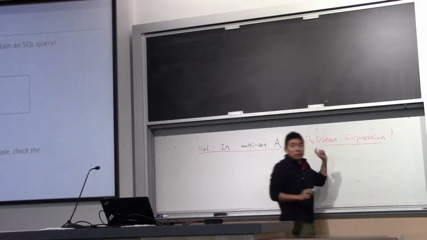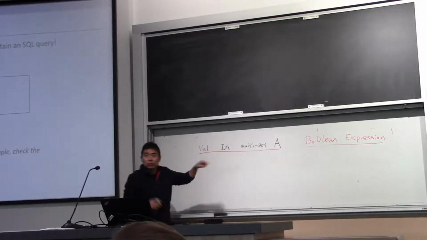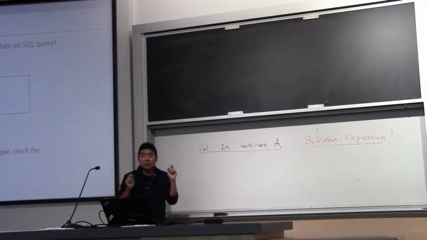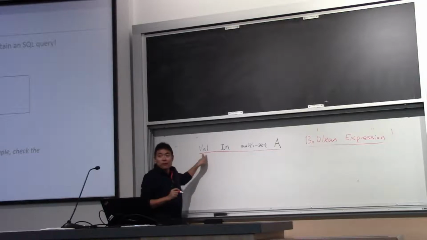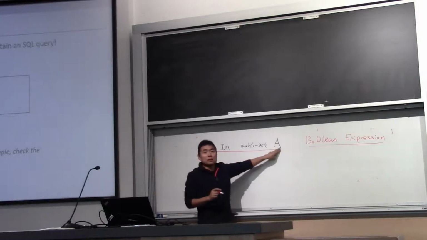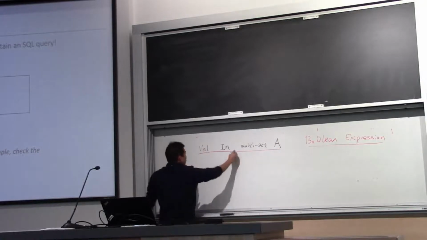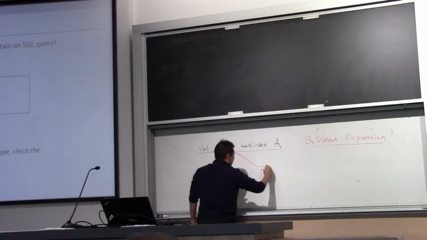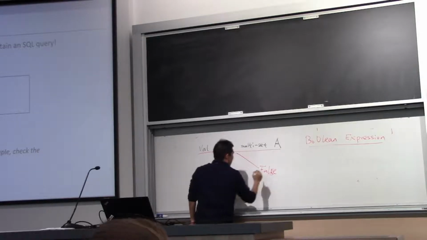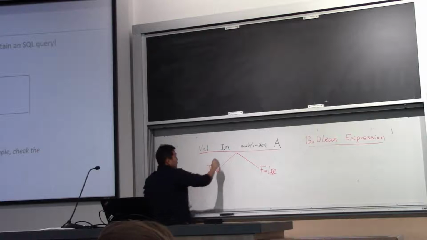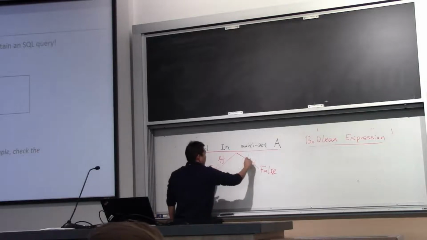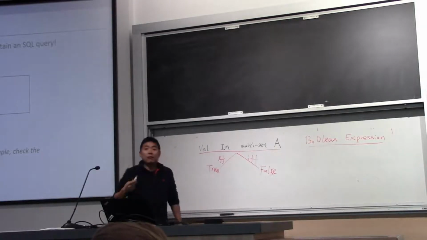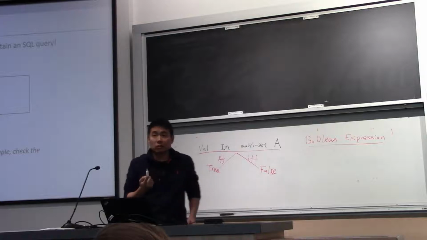This is a Boolean expression, meaning that this evaluates to either true or false, depending on the specific value you're using and the specific market set instance you supply here. When does it evaluate to true? When does it evaluate to false? It evaluates to true if and only if. If and only if means both a sufficient and necessary condition, right?